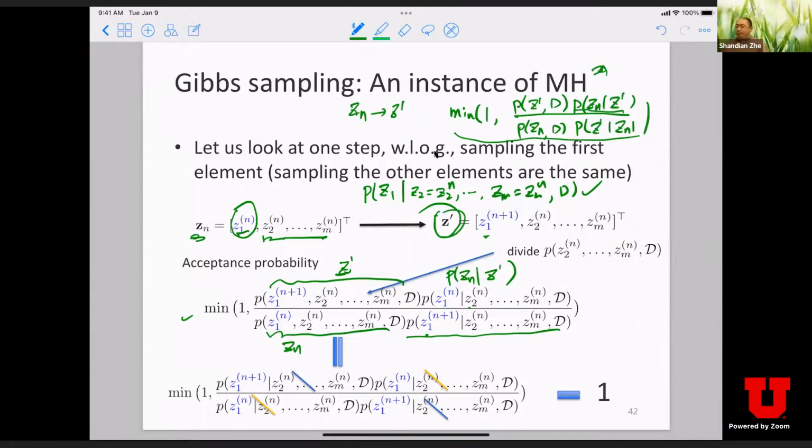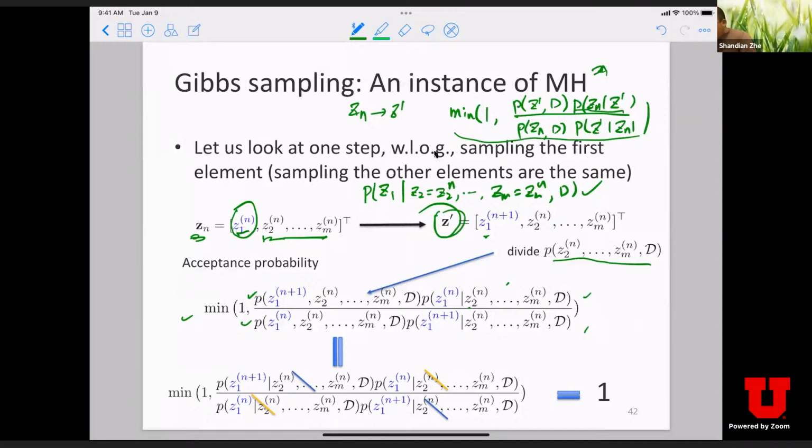And then let us look at what this fraction is, right? It's not hard to say, why not first divide both the numerator and the denominator by this marginal distribution of Z2n to Zmn given D, right? Because it looks like it can give us something. So we divide both the numerator and the denominator.